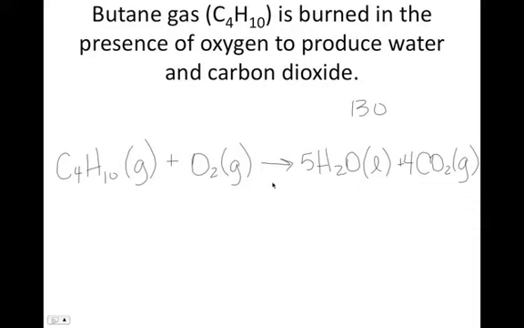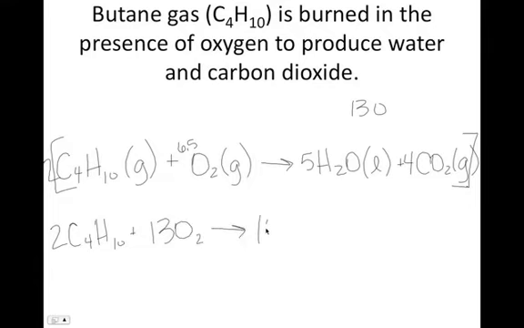Well, to get a 2 to become a 13, you would need to multiply it by 6.5, which of course we can't do, but what we can do is now take this whole thing and multiply this whole thing by 2, so that we end up with 2 C4H10 plus 13 O2 gives way to 10 waters, and 4 times 2 is 8 CO2s. And that, ladies and gents, is it.